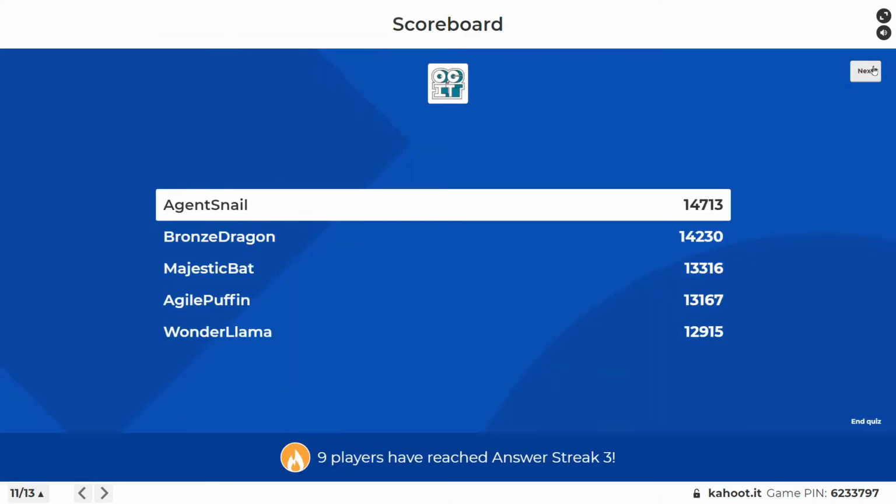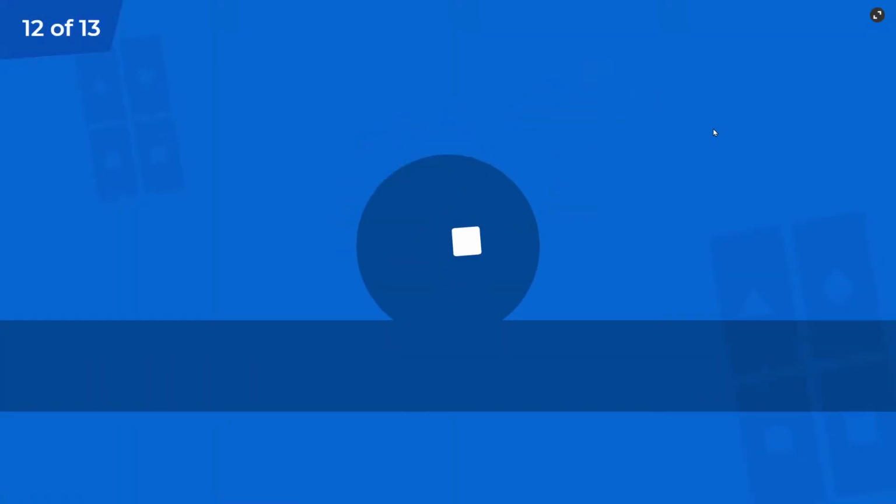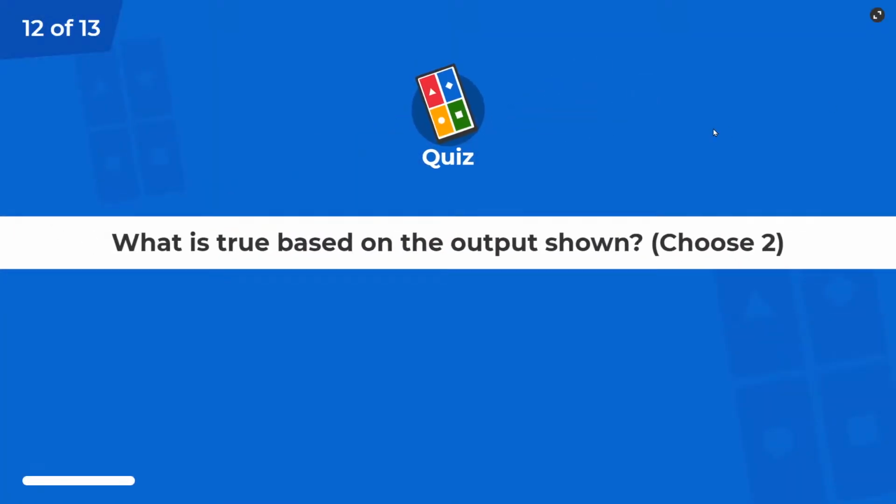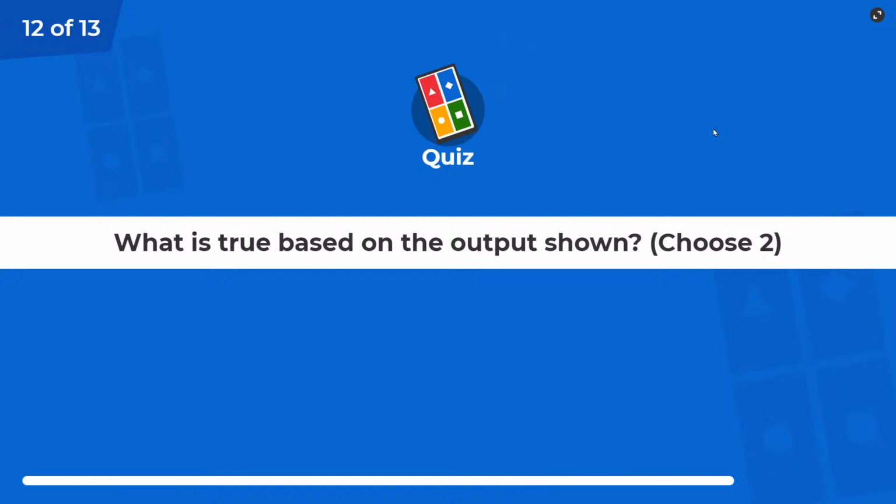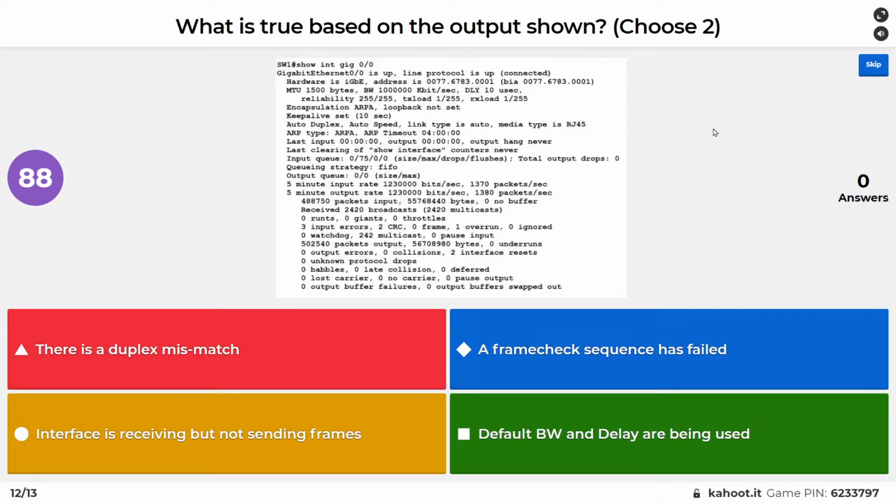Let's continue on. I think we have 2 more. That's it. All right. And Agent Snail is 16,000 and change. Doing great. Here we go. Question number 12. It is multiple select. What is true based on the output shown? I'm looking for exactly 2 answers.